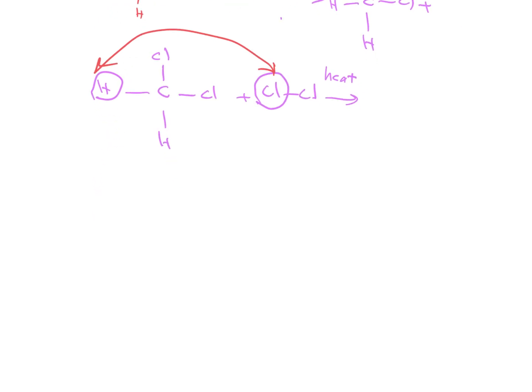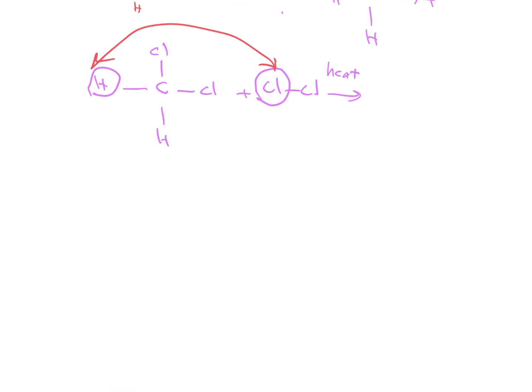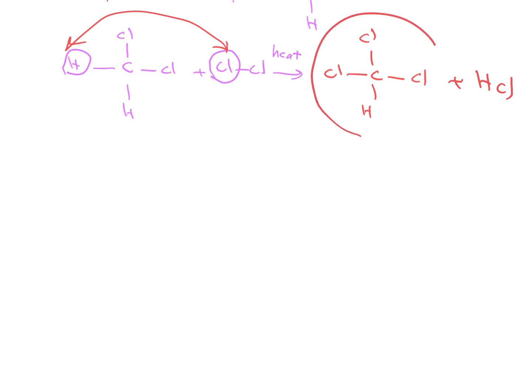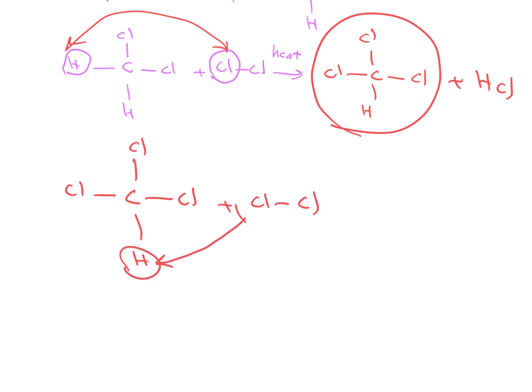So it would be Cl, CCl, hydrogen, Cl plus HCl. And then here again, if you have enough chlorine, you can do that one more time, plus Cl2. And then you substitute this hydrogen with this chlorine. So you have CCl4 plus HCl.